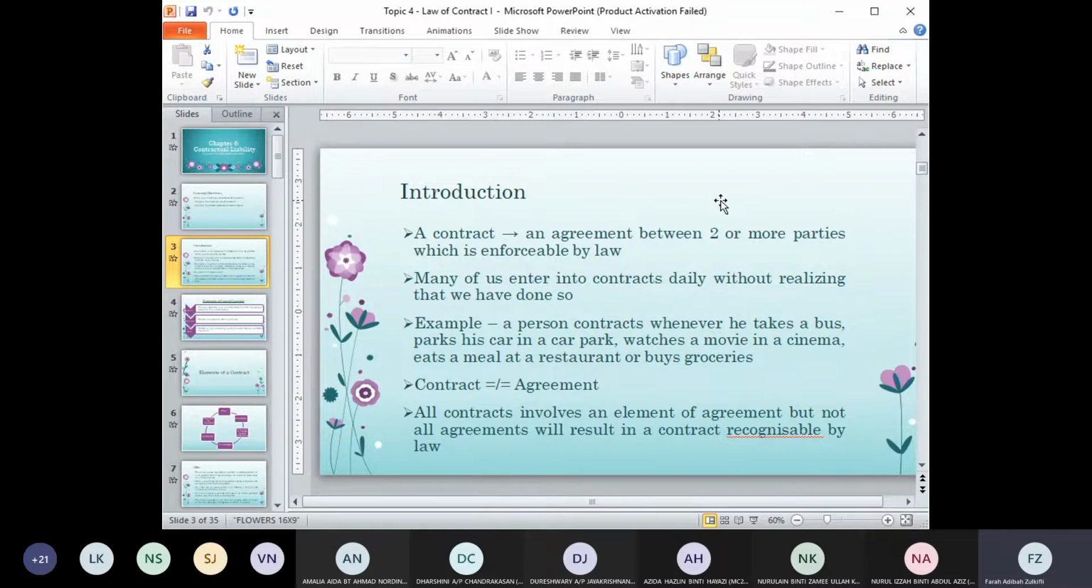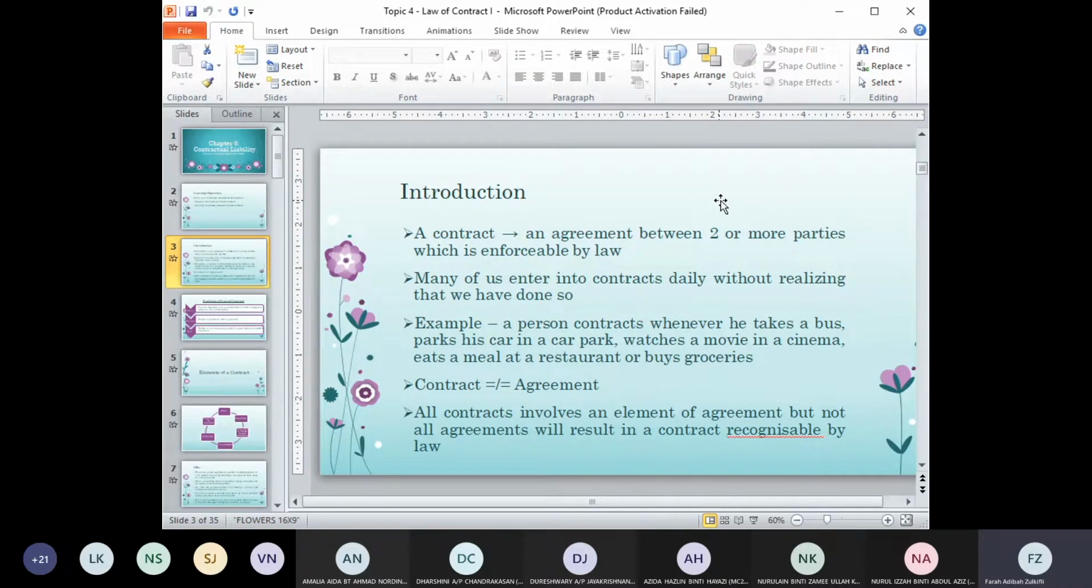Whenever you go to an LRT station and you buy a ticket, or if you have something like an LRT Touch 'n Go card, whenever you touch the card at the gate, that is when you create a contract with the LRT operator. So that is also a form of contract. Even though you didn't sign anything, even though you didn't say anything, you just buy a ticket and then you go inside the LRT. That is still a contract between the passenger and the LRT operator.